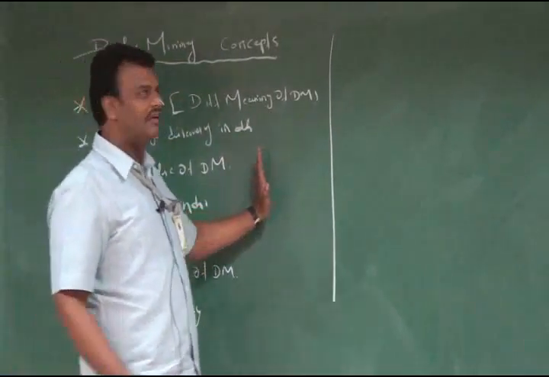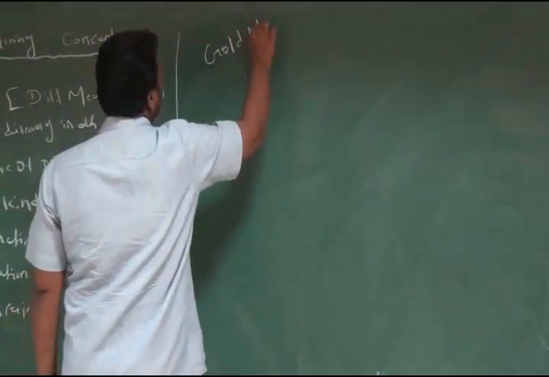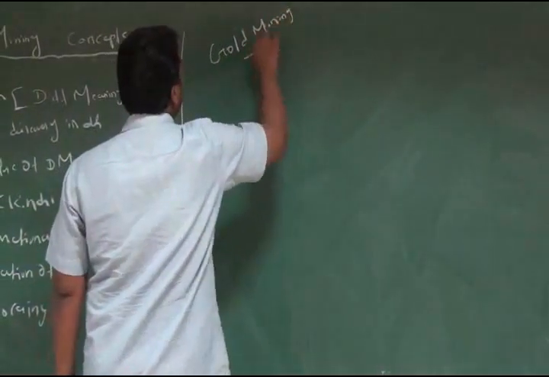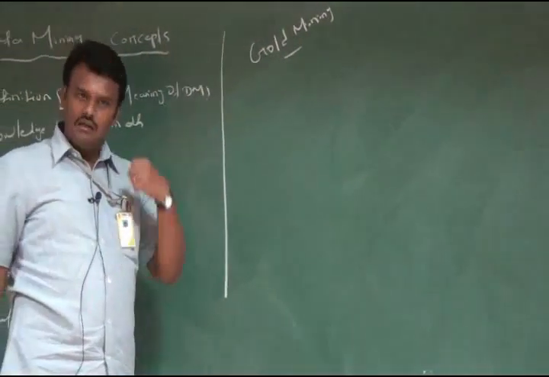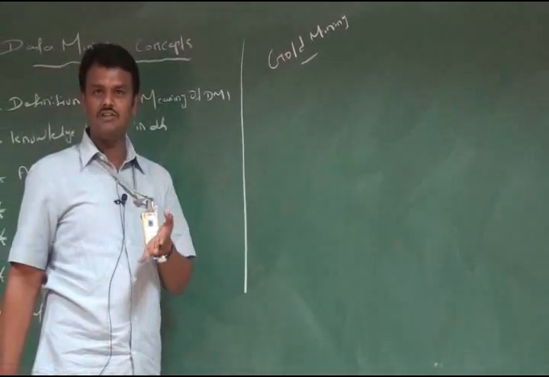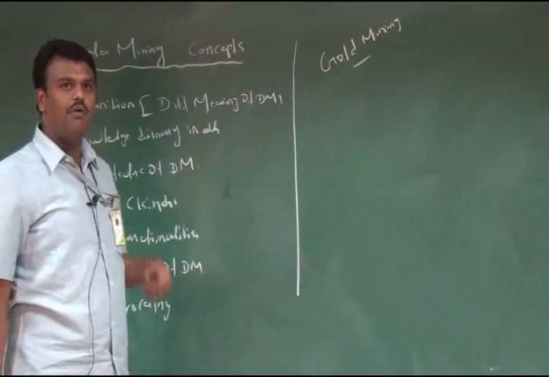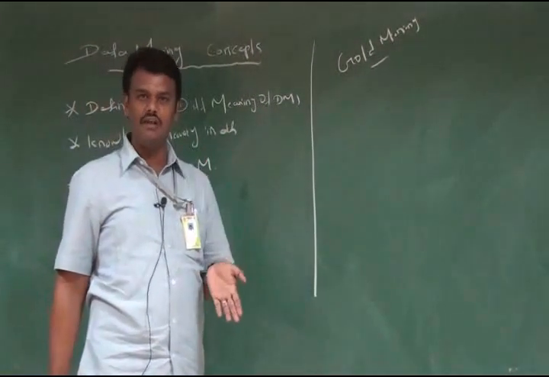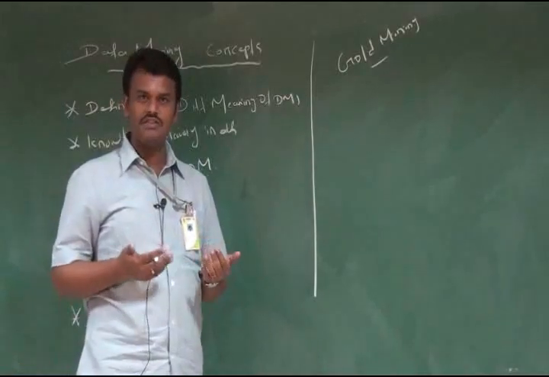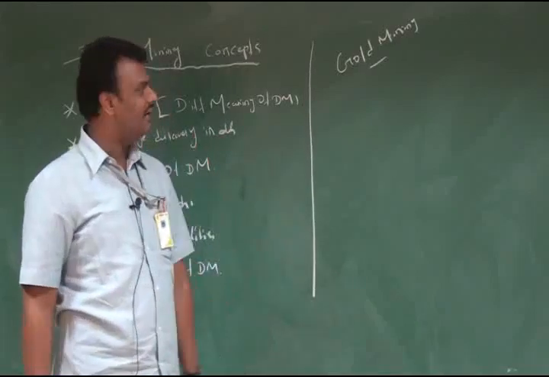For example, gold mining. How are we going to mine the gold? We are going to mine the gold from rock or sand. That is called gold mining, and that is the example for data mining. What do you mean by data mining? We are going to extract or mine knowledge from a large amount of data that can be stored in databases, data warehouses or other information repositories.